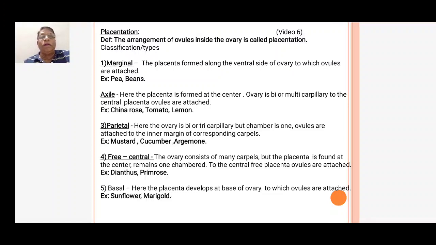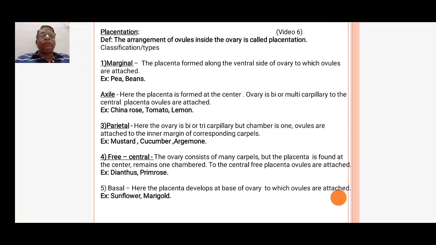Placentation. What is placentation? Or define placentation. The arrangement of ovules inside the ovary is called placentation.